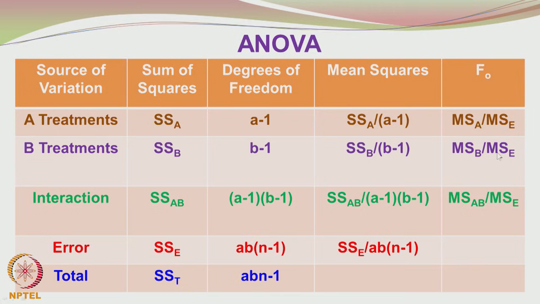Similarly, for B, if the interaction effect is not important, then what might happen is the mean square for AB would be comparable to that of the error, and you will get a value in the order of magnitude of 1, and that would indicate from the F probability chart that this variable is not important.